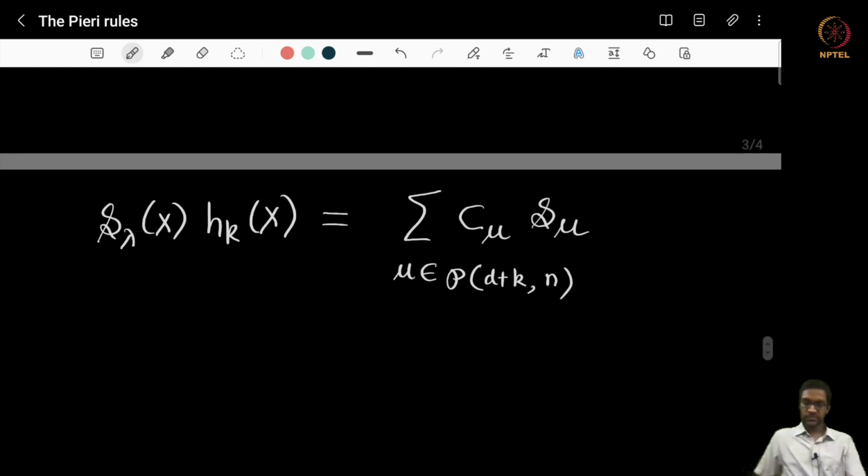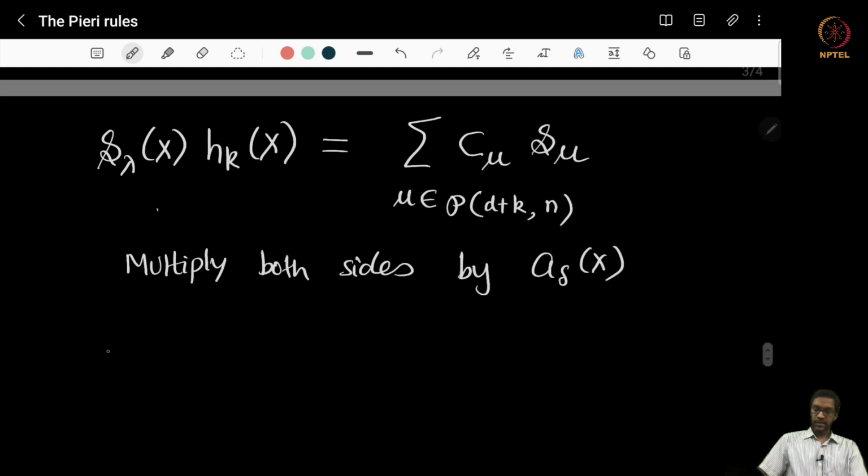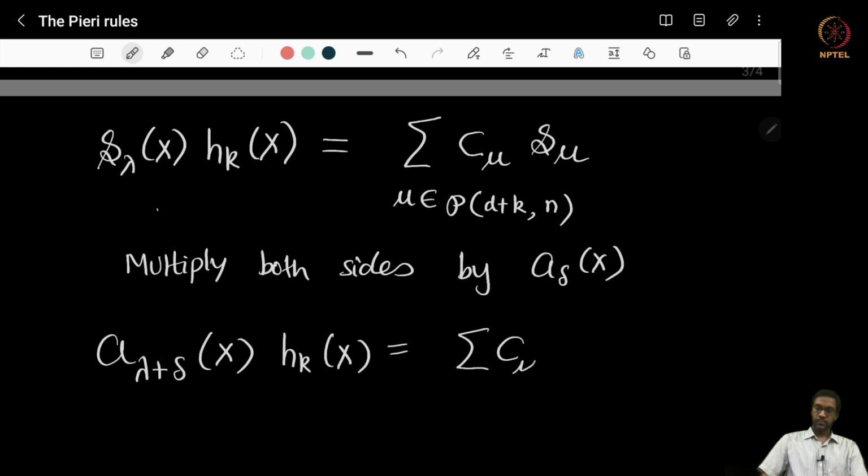This means, as we said earlier, when you have Schur functions, the key thing is to just convert it into the corresponding alternant. So let's multiply both sides by the Vandermonde, A delta of x. Doing that will convert S lambda into A lambda plus delta. We'll convert the right hand side into A mu plus delta, and we'll run over all mu's in P d plus k.